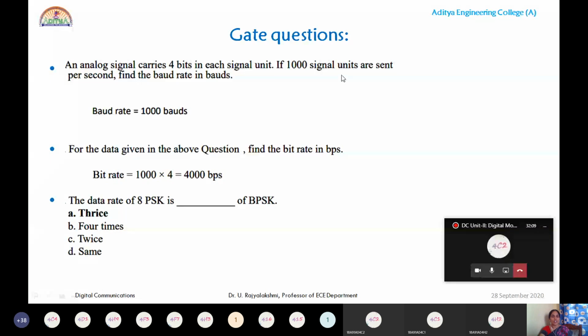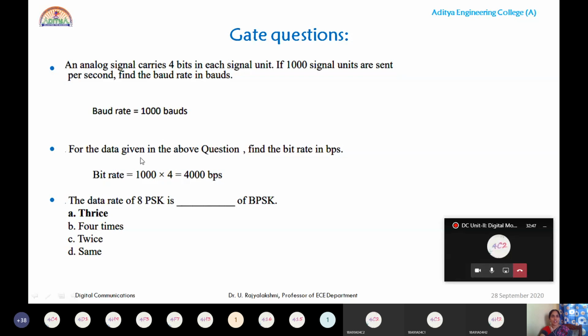Baud rate can be expressed as symbols per second or bauds. In terms of bauds, you can directly take signal units per second, samples per second, or signal elements. In the last question, they mentioned signal elements per second, or symbols per second. They may mention the corresponding element; here the element is signal unit. So 1000 signal units per second is nothing but the baud rate. The baud rate is given directly. No need to calculate.